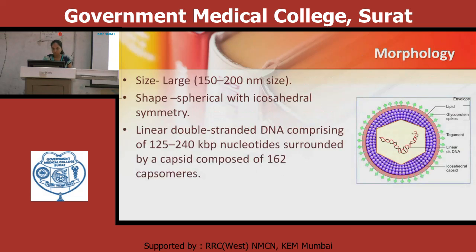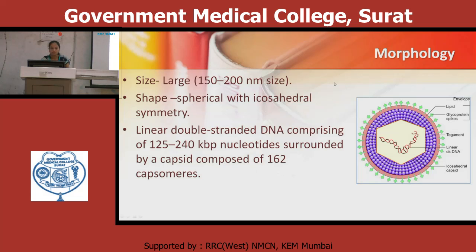Morphology of herpes. As the figure shows, this is the linear double-stranded DNA, the icosahedral capsid that is red in color, and the blue round shapes that are the tegument. These green spikes are glycoprotein spikes, and the red is lipid. Lipid and glycoprotein spikes both make up the envelope.